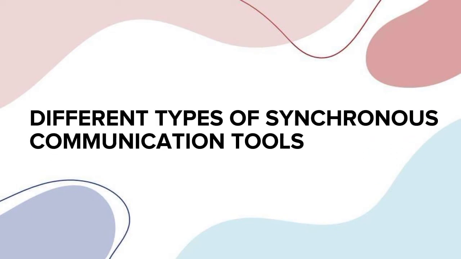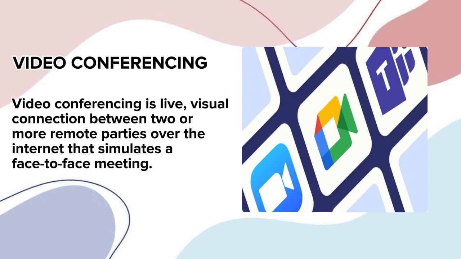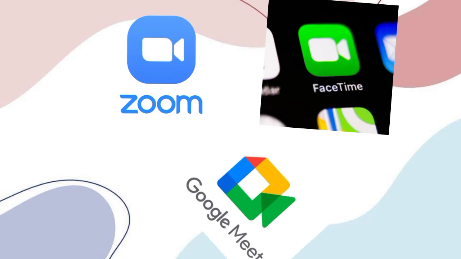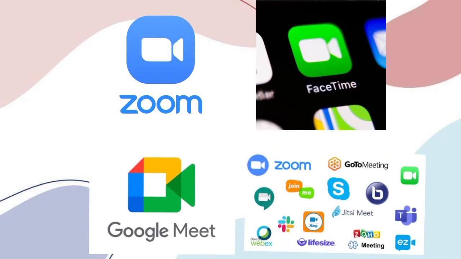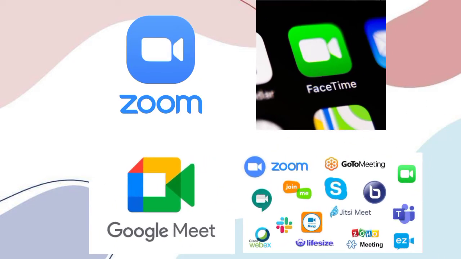We have now the different synchronous communication digital tools. First is the video conferencing. Video conferencing is live visual connection between two or more remote parties over the internet that simulates a face-to-face meeting. A call through Zoom, FaceTime, Google Meet, or another video conferencing platform requires all of your participants to be available and allows your team to see each other.